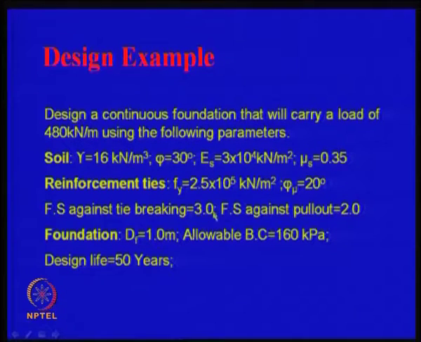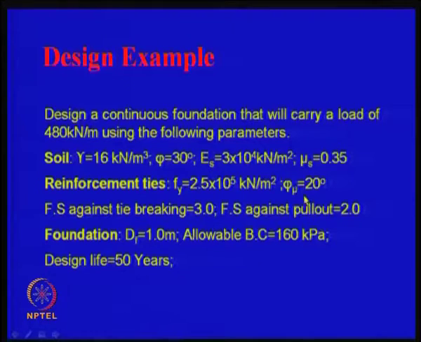Now, I am using some reinforcement element, for example reinforced ties under tension. I have decided to use steel strips, which have a tensile capacity and a friction angle, called the adhesion angle. As I just mentioned, we use 2/3 of phi, so if it is 30 degrees, we use 2/3, which is 20 degrees. The factor of safety against breakage is 3 and against pull out is 2. These are all specifications that we should see. The allowable bearing capacity is also given, and a design life of 50 years is also given.